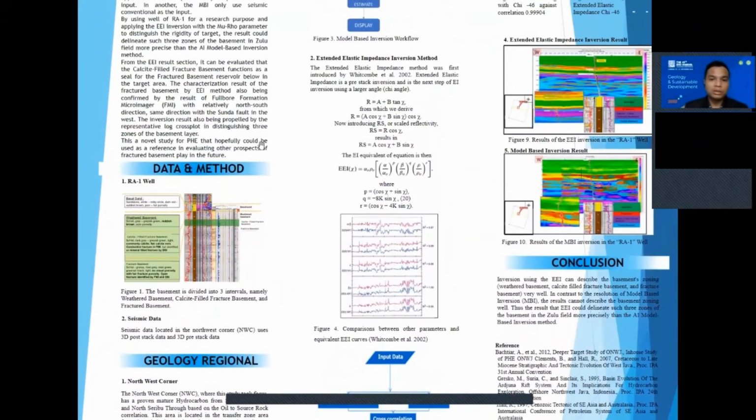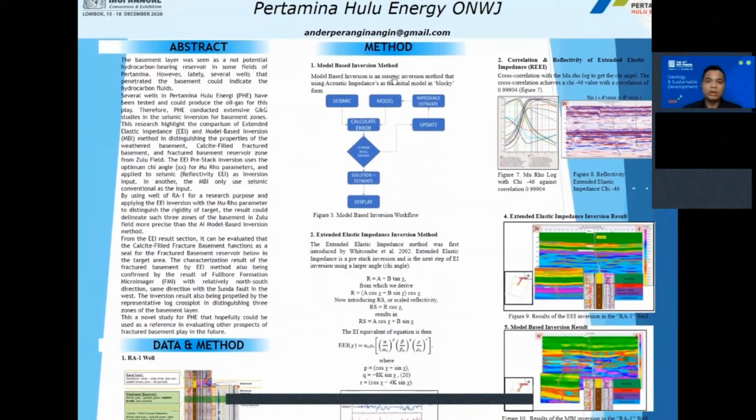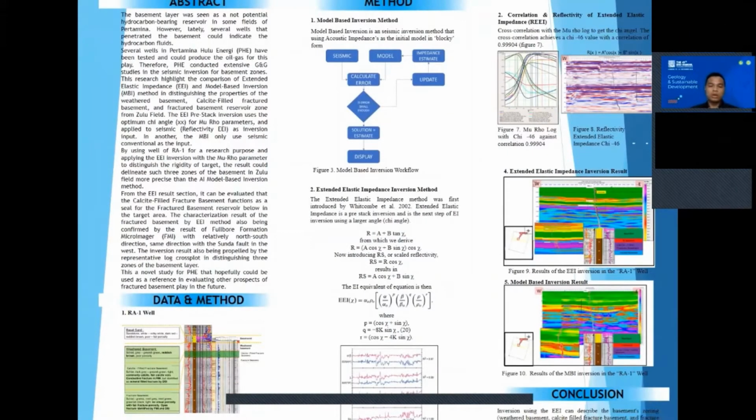Okay, we move to the method. As I said before, we are using two methods here, model-based inversion and extended elastic impedance inversion. Model-based inversion is a method that uses acoustic impedance as the initial model in blocky form. The basic principle of this method is defining the smallest error between the seismic and the model that is created from the initial blocky acoustic impedance model.